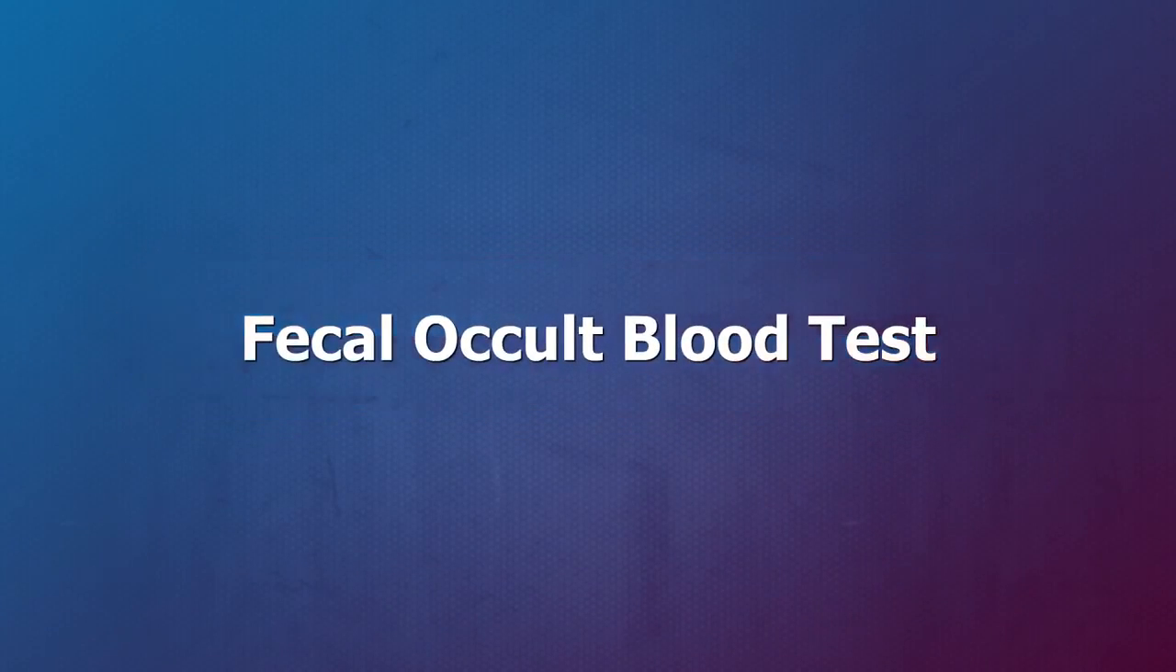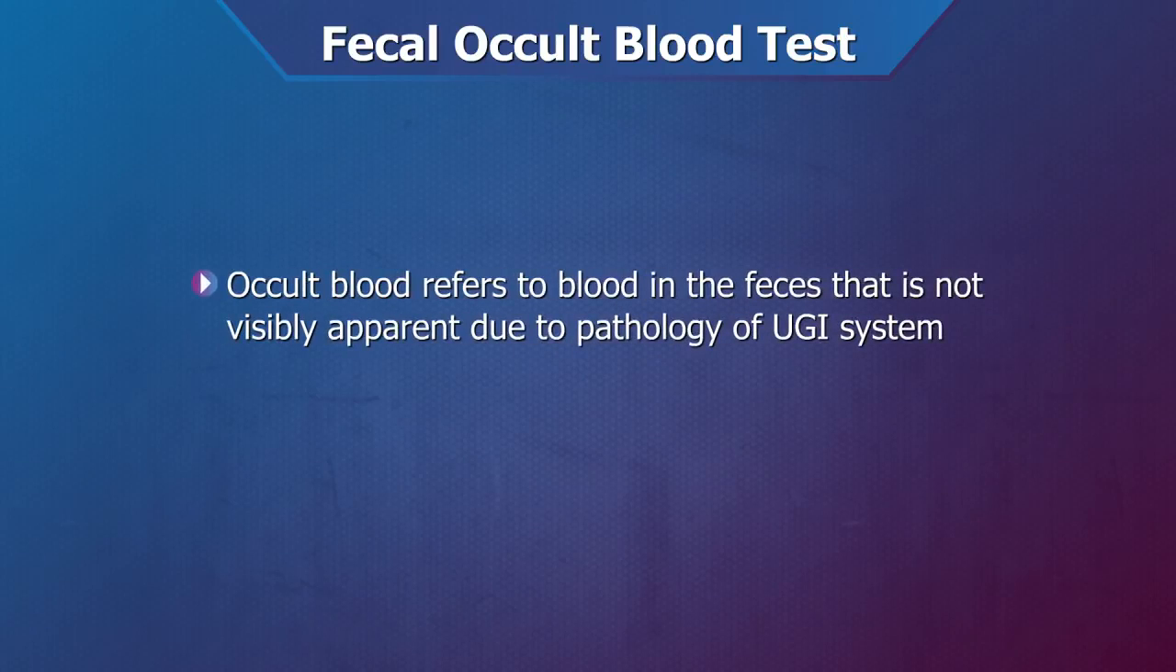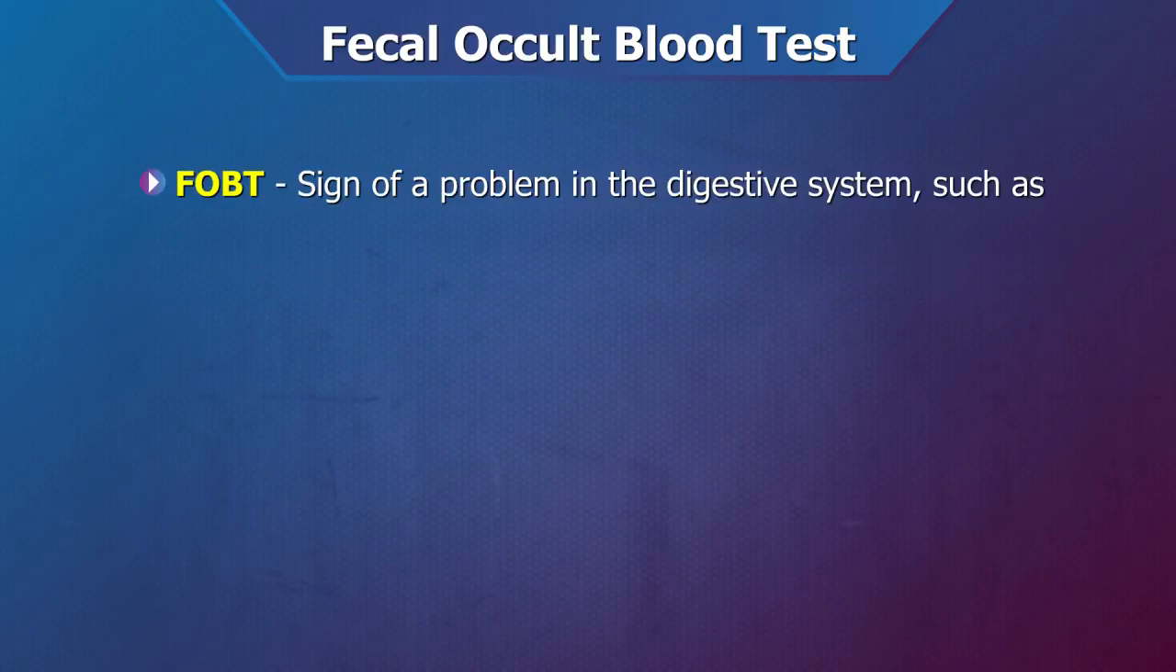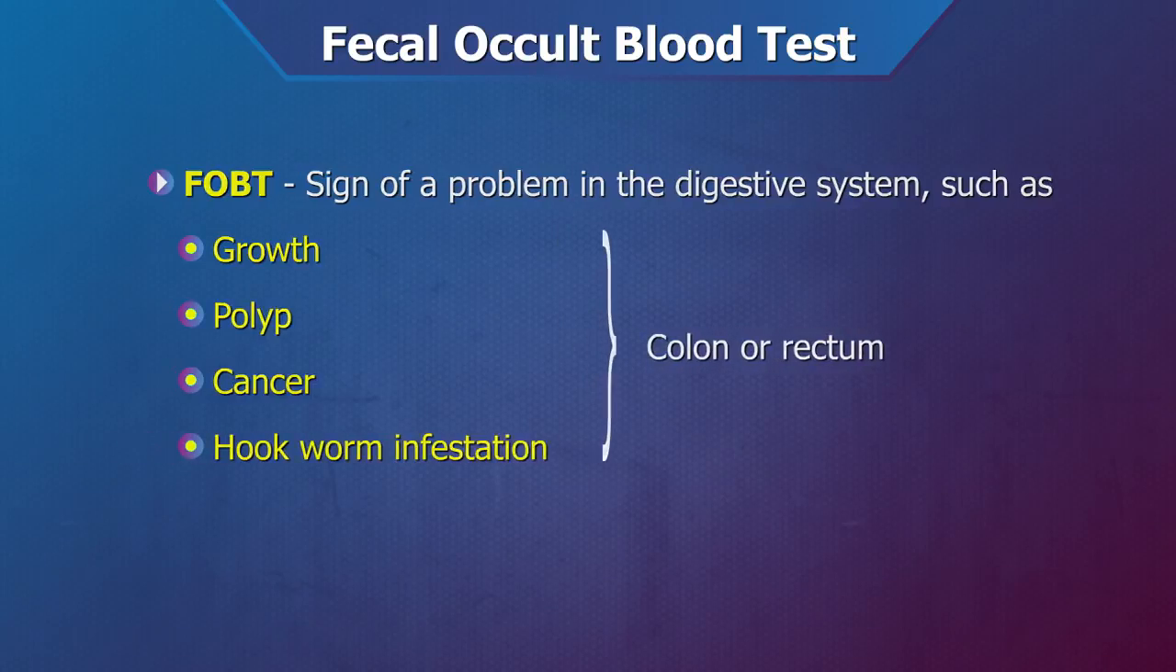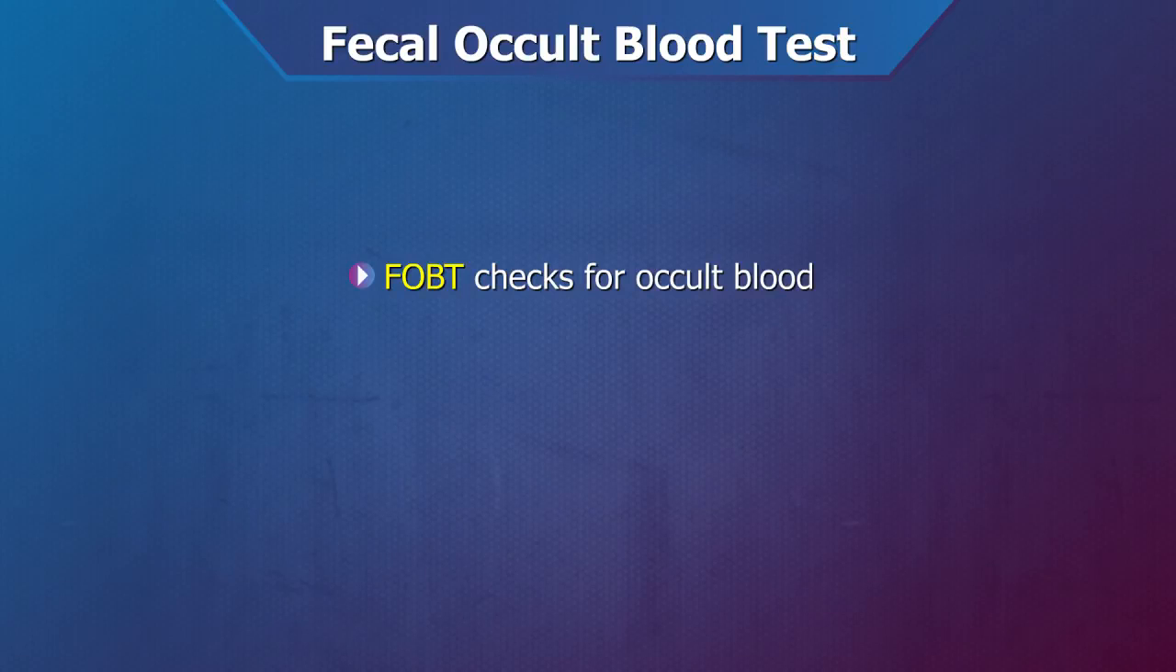Fecal occult blood test. Fecal occult blood refers to blood in the feces that is not visibly apparent. Fecal occult blood can be a sign of a problem in the digestive system, such as a growth, or polyp, or cancer, or hookworm infestation in the colon or the rectum. A fecal occult blood test checks for hidden or occult blood in the stool.